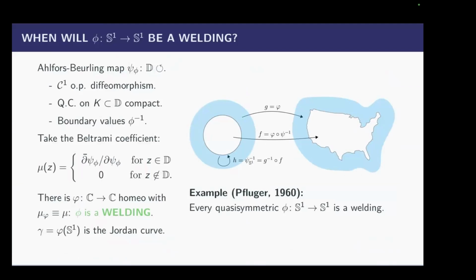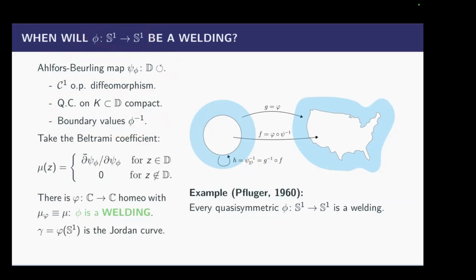Okay, so the thing is the following. This is an equivalent condition for being a welding in terms of the solution of a PDE. If you have a circle homeomorphism, phi, then you can consider the Beurling-Ahlfors map, which is a self-map of the unit disk. That is a C1 orientation preserving homeomorphism. It follows that it is also quasi-conformal on each compact set, and that it has boundary values phi to the -1. So this mapping always exists.